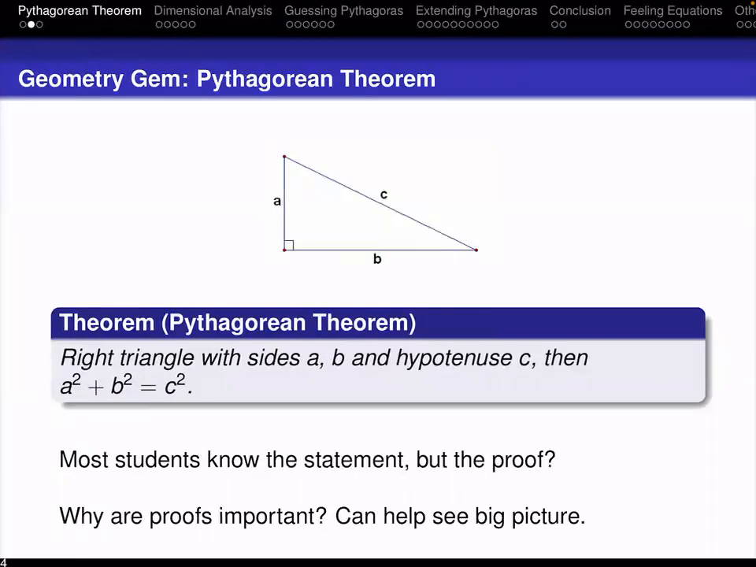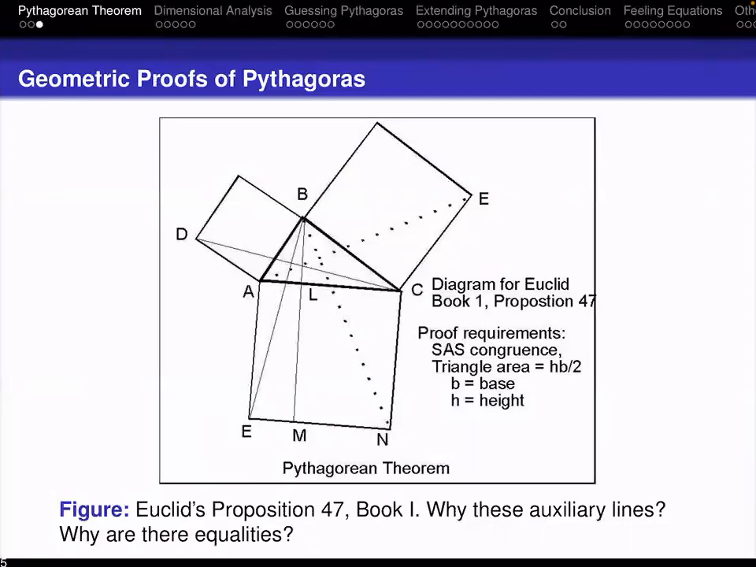So what is the Pythagorean theorem? Really the only flexibility I have is which side I want to call A and B, and which way the triangle is oriented. So I've got a right triangle with sides A, B, hypotenuse C, and A squared plus B squared equals C squared. There are a lot of proofs. This proof goes back over 2,000 years, all the way back to Euclid, probably earlier than that.